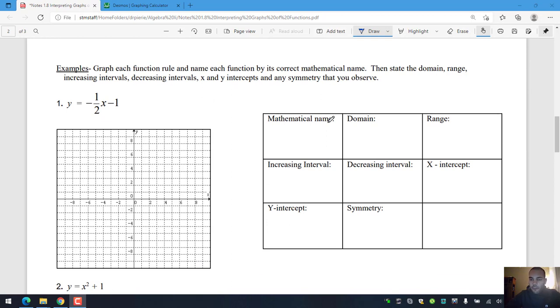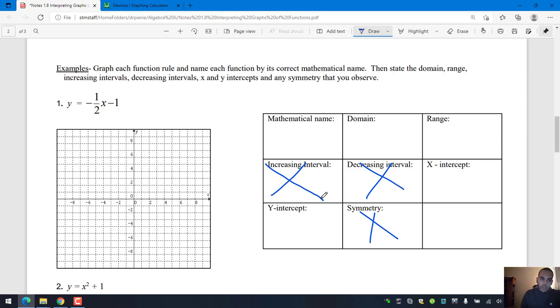So let's start off by making this a little bit more manageable. I don't want to throw too much at you guys. Let's not worry about increasing intervals, decreasing intervals, and symmetry just yet. We'll talk about all the other stuff though.